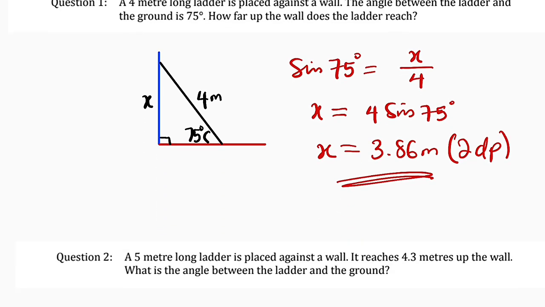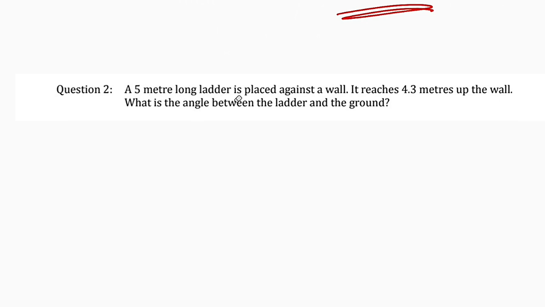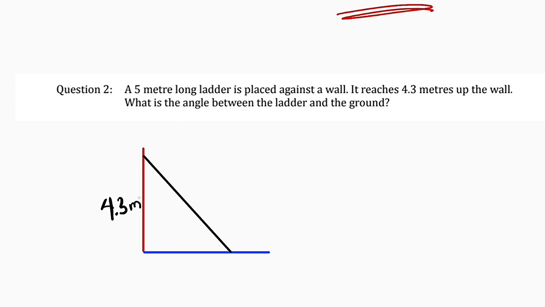Now let us move on to question number 2. A 5-meter long ladder is placed against a wall. It reaches 4.3 meters up the wall. What is the angle between the ladder and the ground? So we have the wall here, we have the ground here, and we have the ladder right here. This time around, this vertical distance is given as 4.3 meters, and the ladder is 5 meters. Then this angle between the ladder and the ground level is unknown. Let us call it theta.